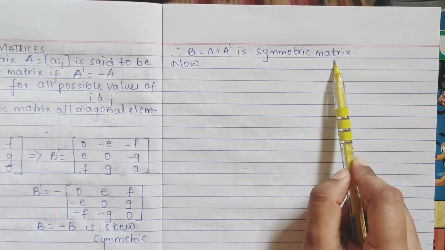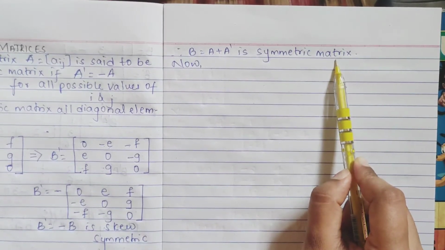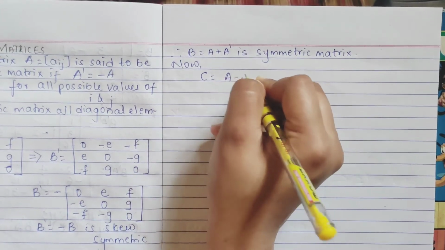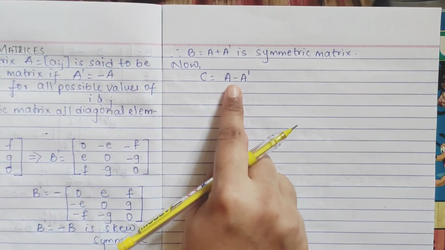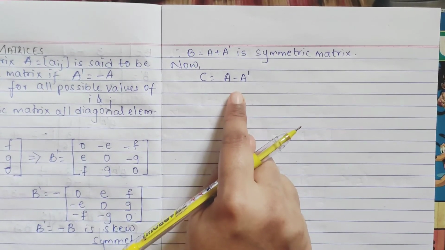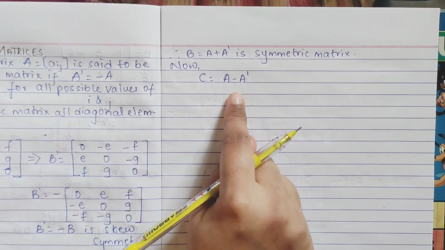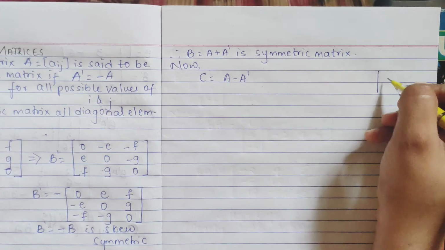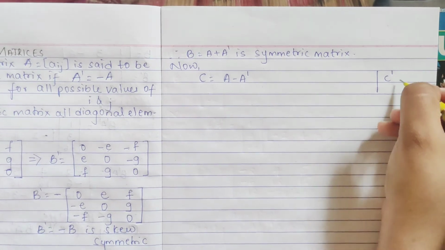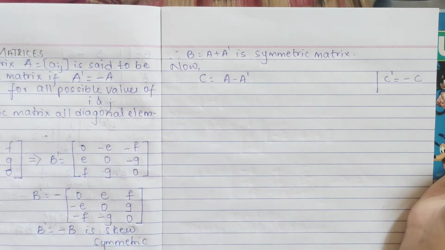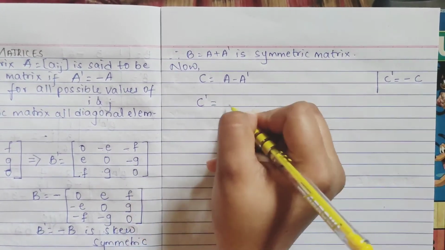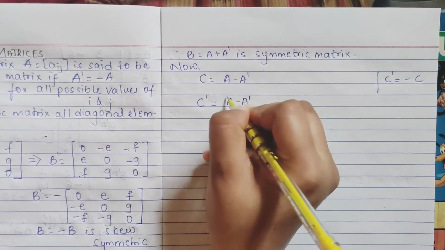Now you have to show it for skew symmetric in the same pattern. You can take C is equal to A minus A transpose. They have given you, right? A minus A transpose is a skew symmetric matrix. You have to show this. By definition, a skew symmetric matrix has C transpose equal to minus of C, right? So first you have to find C transpose. C transpose will be A minus A transpose, the whole transpose.